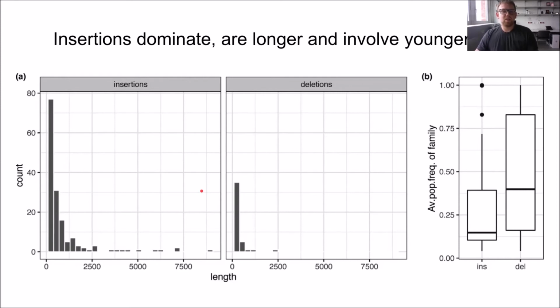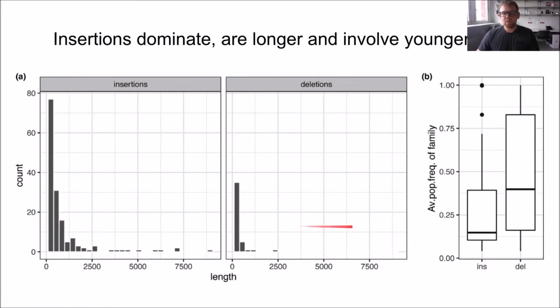I have to mention that we did this only in simulans, as we needed an outgroup, and this was only possible with the closely related species, as melanogaster was too far diverged. So we used Mauritiana as an outgroup to infer the ancestral state, and then we found that insertions are dominating over deletions, and also that they are longer than the deletions.